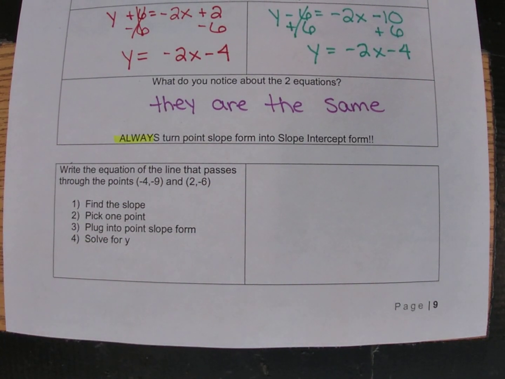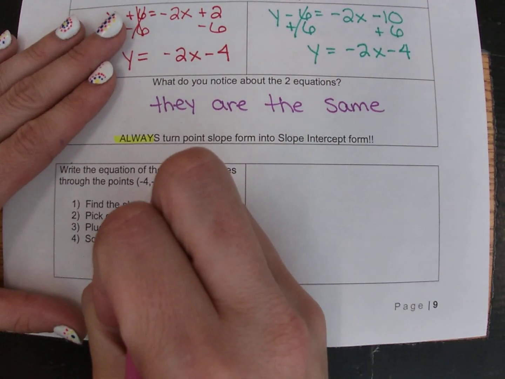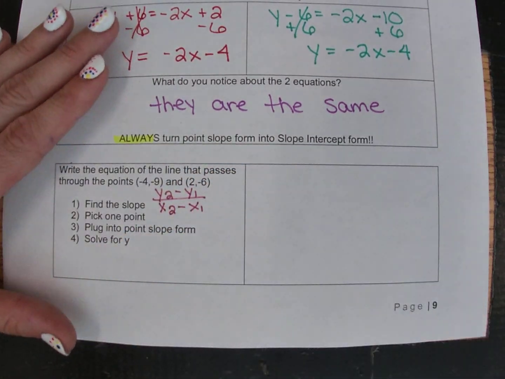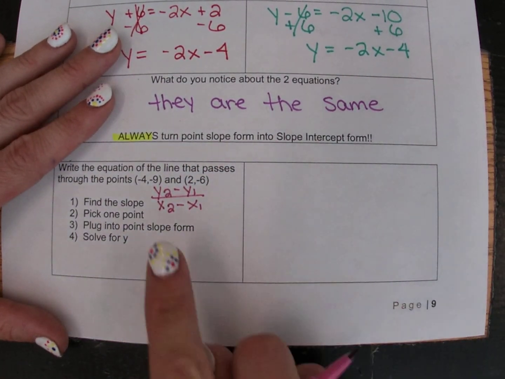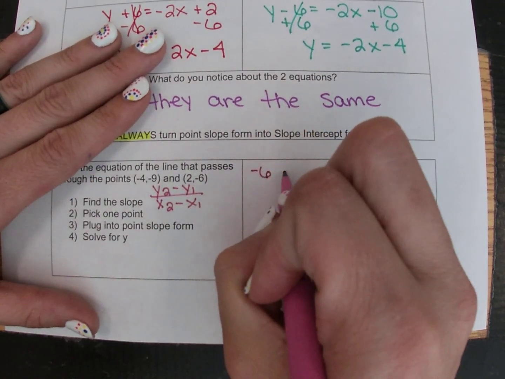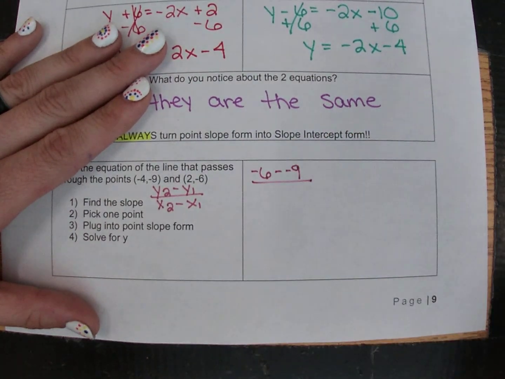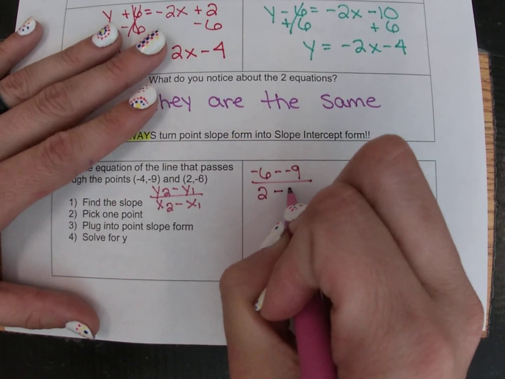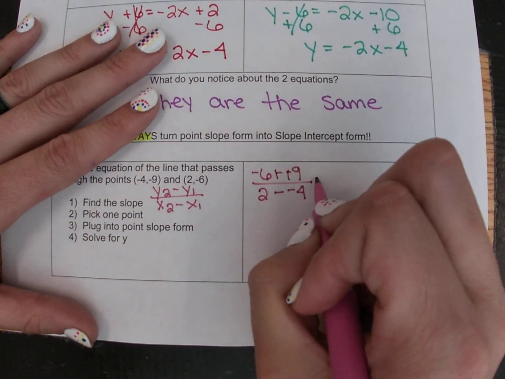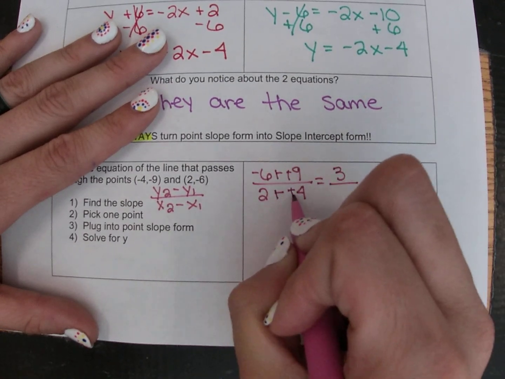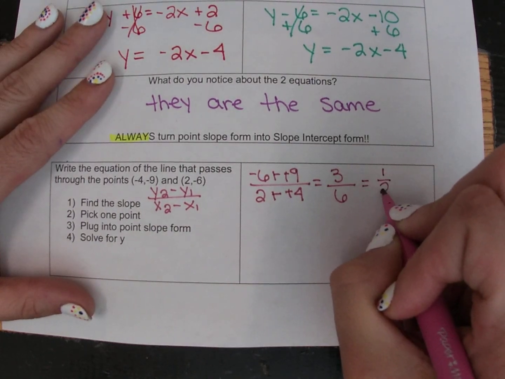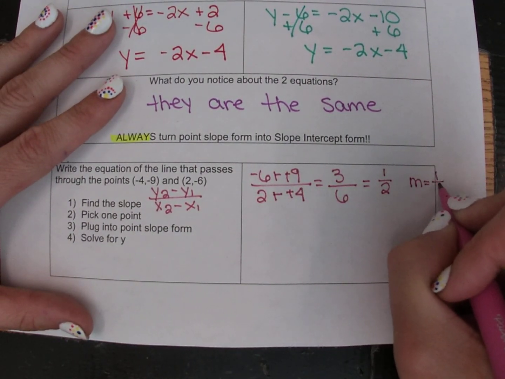But the good news is that we know how to find the slope. We have this formula, y2 minus y1 over x2 minus x1. And so we can find the slope. So that's going to be the first thing that we do. We're going to take -6 minus -9 over 2 minus -4. On the top, we're going to get a 3, and on the bottom, we're going to get a 6. We know we have to get this in its simplest form, so this tells us that our slope is now 1/2.